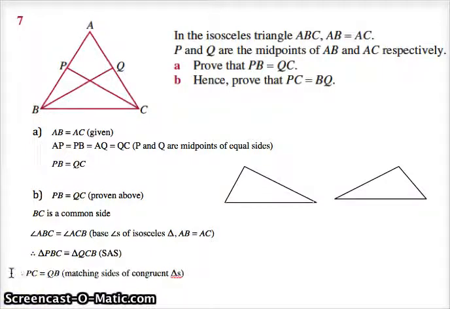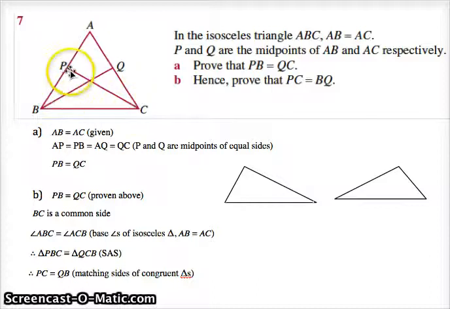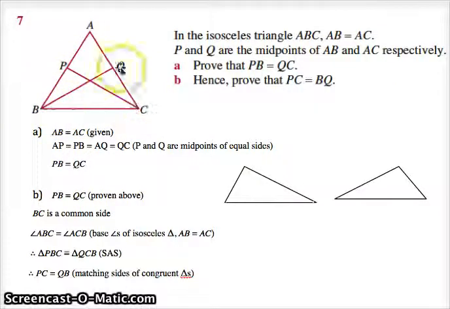So the trickiest thing about this would be to know which two triangles to prove are congruent. What you've got to do is look at the question that they're asking you, prove that PC equals BQ, and find the two triangles that those two sides lie in. If you do that, and also using the bit from part A that PB was equal to QC, it's obvious that you're going to use these two triangles down the bottom.